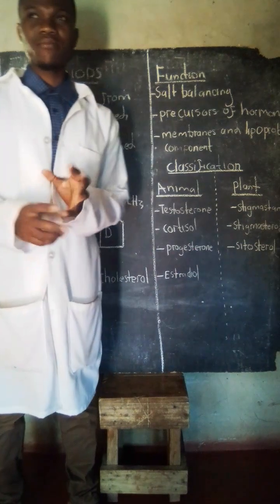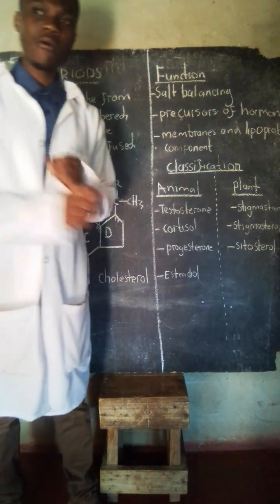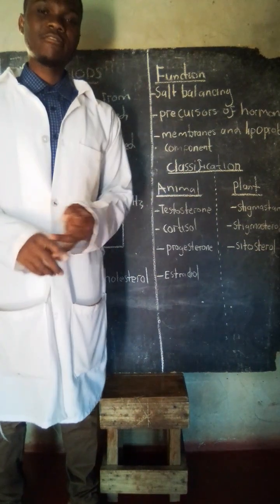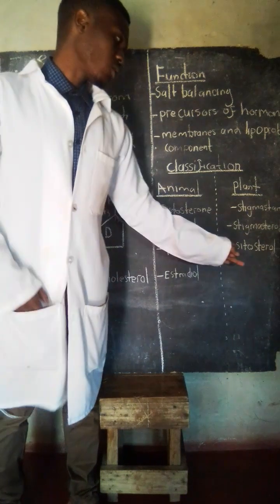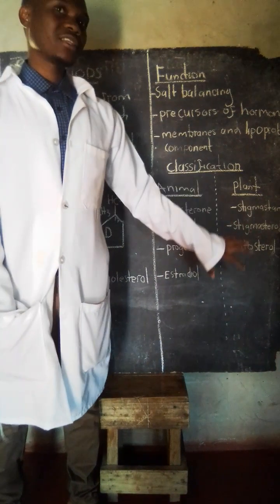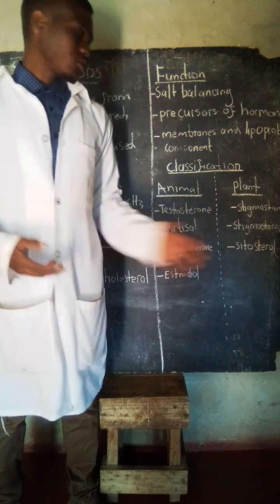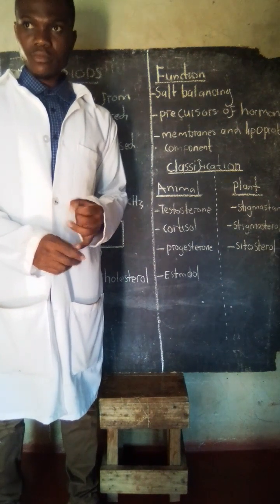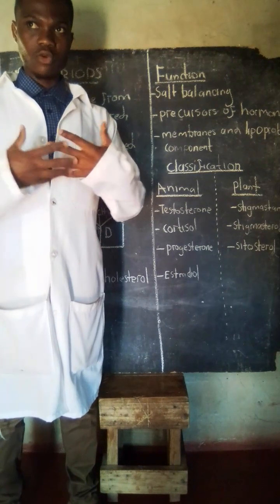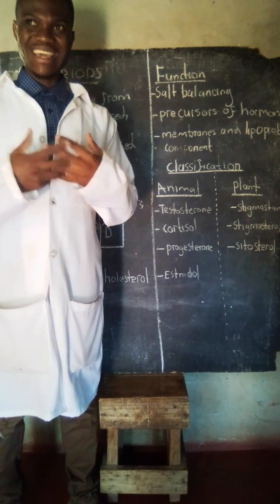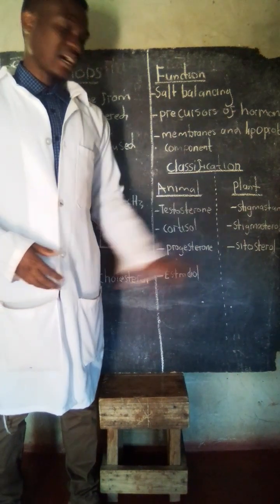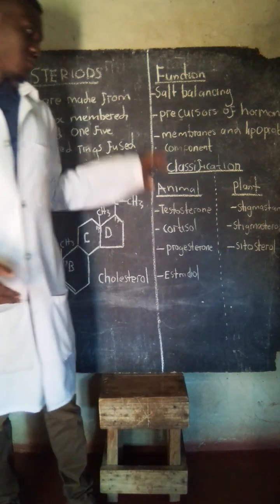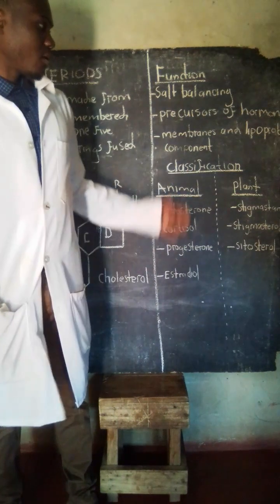Sitosterol can either be in the form of alpha-sitosterol or beta-sitosterol. So all these are different types of plant hormones. Most of these are responsible for germination and also the opening and closing of flowers during the day and at night. So these are the different classes of steroids.